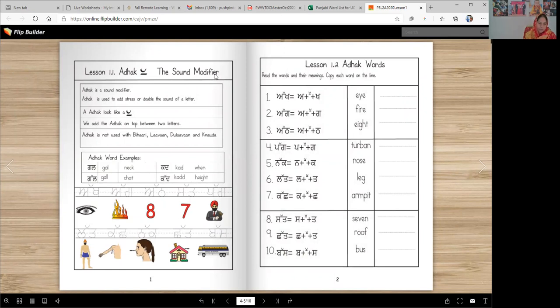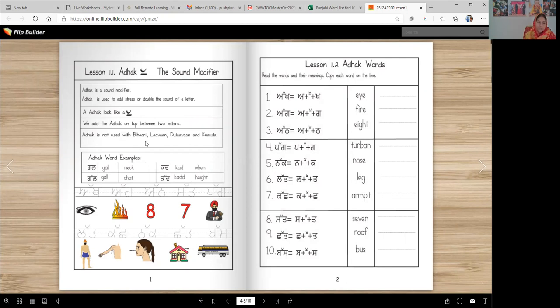It is called the sound modifier because it changes the sound. Adak is a sound modifier and it adds stress or it doubles the sound of the letter. Just like in English you say bud or cup, there is a doubled sound in there. That's made by adak. This is what it looks like. It looks like a moon up on the top, and we add the adak on top between two letters.